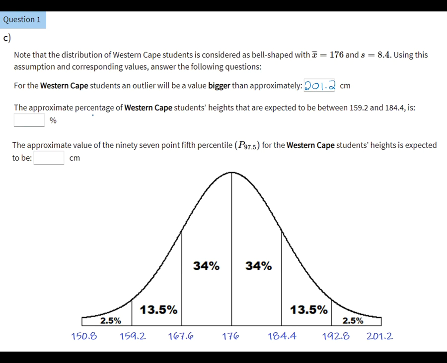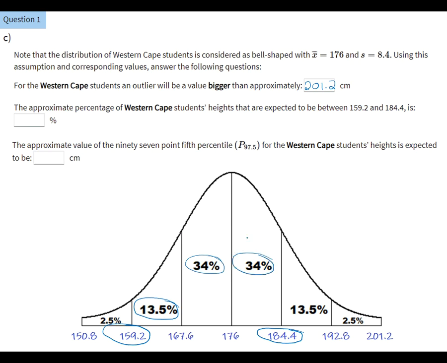Then we asked you in the next question, the approximate percentage of Western Cape students' heights that are expected to be between 159.2. So if we look here, we can see that that's on our sketch. This value is 2 standard deviations below my mean. And 184.4, that value is 1 standard deviation above my mean. So all I need to do is go and add up these percentages.